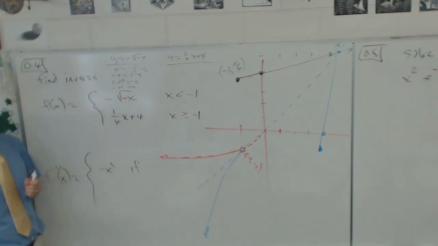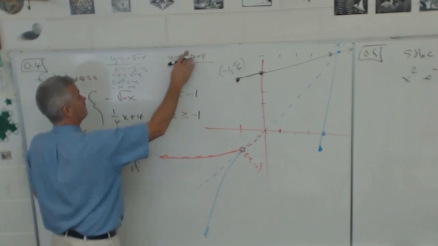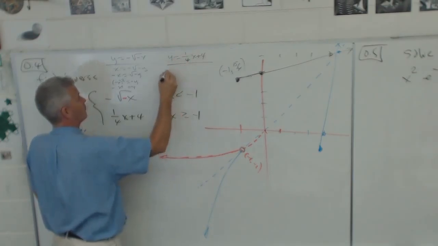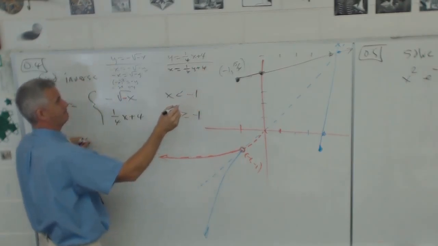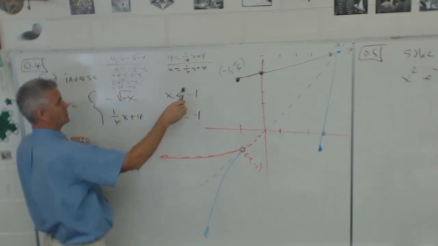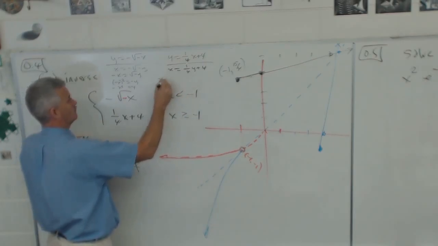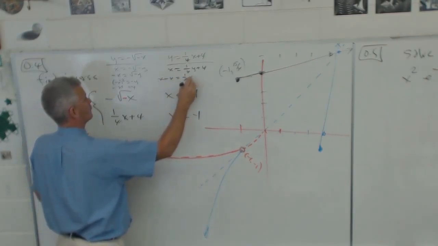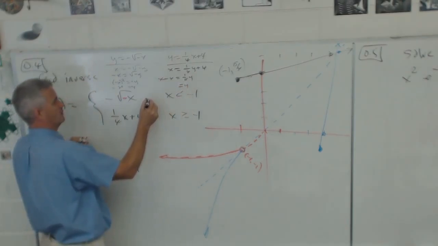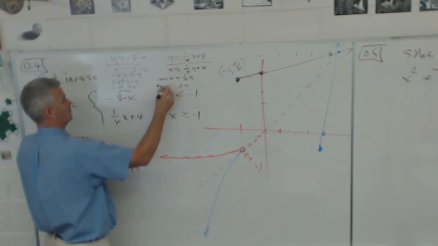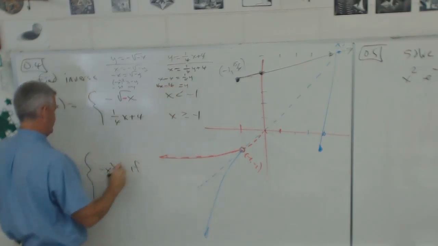Okay, this one. What do I do next? X equals 1/4 y plus 4. Now what? Trying to get y alone. X minus 4 equals 1/4 y. So y is 4x minus 16. Perfect.